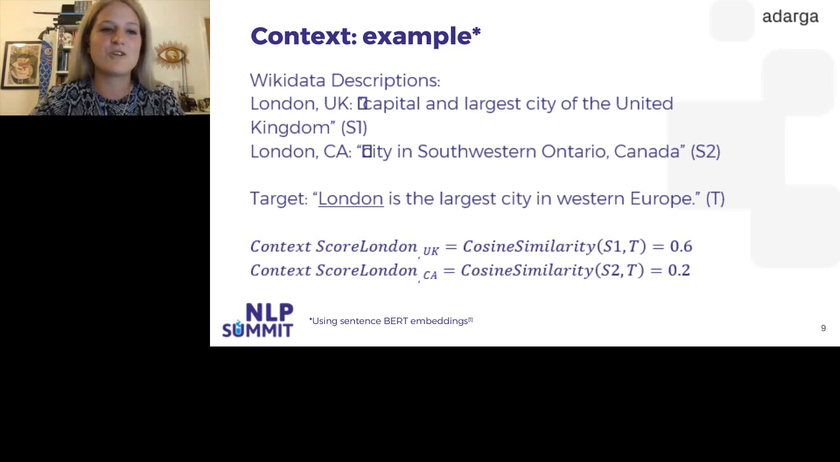And again, here's a worked example. Let's say we have 2 Wikidata descriptions, one referring to London in the UK and one referring to London, Canada. The first one: capital and largest city of the United Kingdom. Straightforward enough. The second one is: city in southwestern Ontario, Canada. Then we have our target, which is the sentence that contains a reference to an entity which is unclear, and we want to disambiguate London. So: London is the largest city in Europe. If we embed all these sentences and compute their cosine similarity, we can see that the highest score is assigned to the one that refers to London, the UK, which is right.